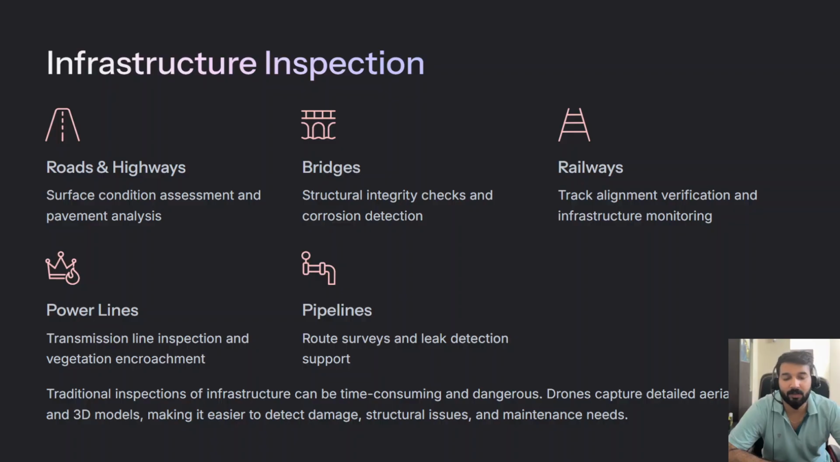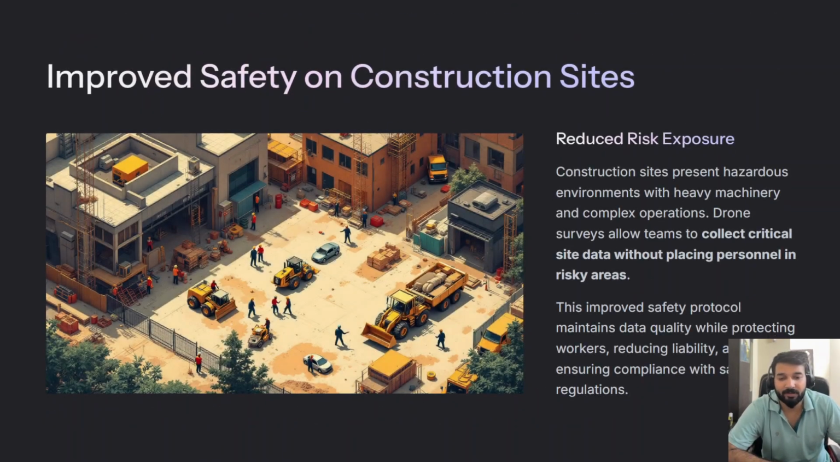Infrastructure inspection. Drones are also used to inspect infrastructure such as roads and highways, bridges, railways, power lines, and pipelines. Traditional inspections of these structures can be time-consuming and sometimes dangerous. Drones allow engineers to capture detailed aerial images and 3D models of infrastructure, making it easier to detect damage, structural issues, or maintenance needs.